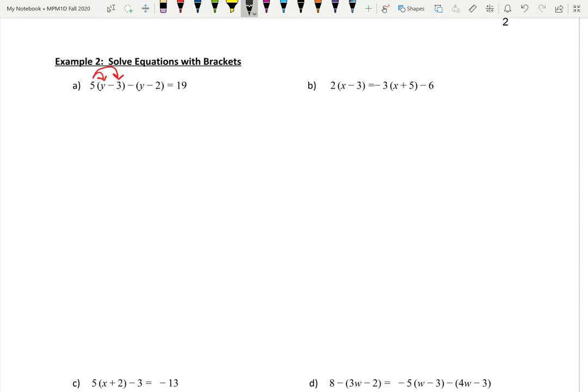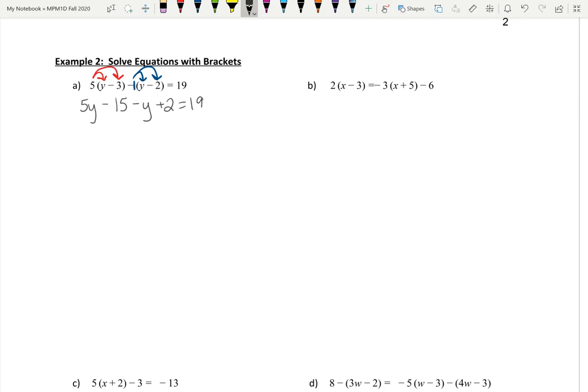So 5 times y is 5y. 5 times negative 3 is negative 15. And remember, there's a little invisible one here in front of the bracket. So it's actually negative 1 times y, negative 1 times negative 2. But we just don't have to write it. We understand that there is a 1 in front of that negative sign. But if it helps you to remember, we can just write that in. Okay, so negative 1 times y is negative y. Negative 1 times negative 2 is positive 2.